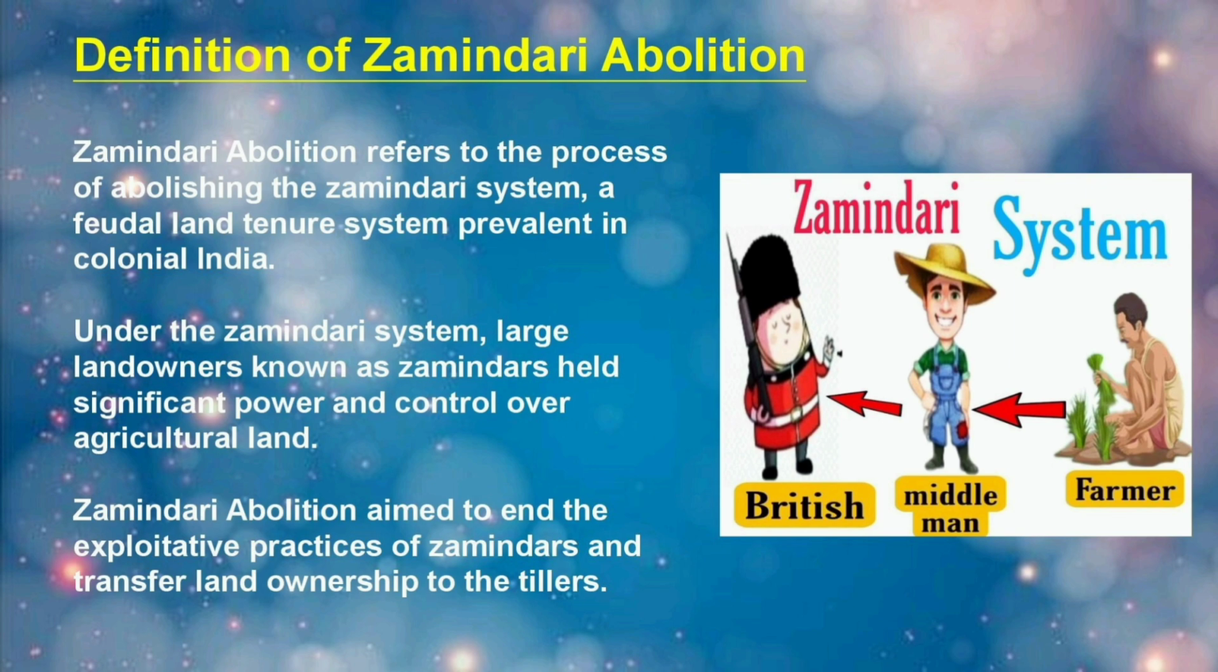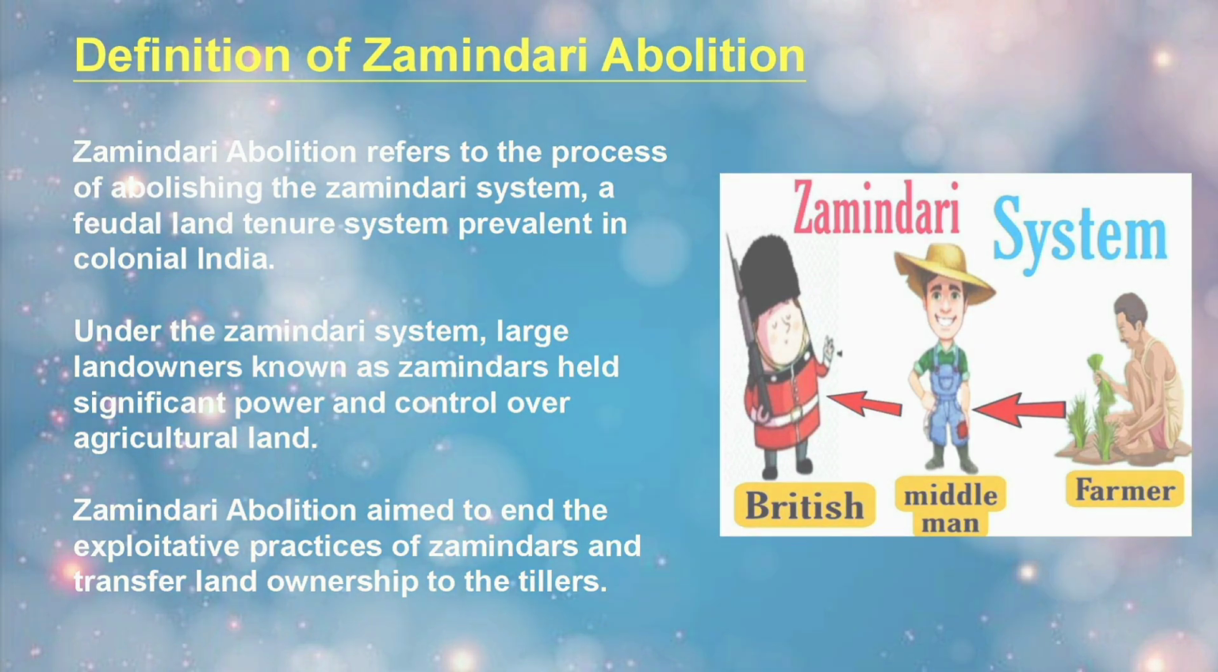Definition of Zamindari abolition. Zamindari abolition refers to the process of abolishing the Zamindari system, a feudal land tenure system prevalent in colonial India. Under the Zamindari system, large landowners known as zamindars held significant power and control over agricultural land. Zamindari abolition aimed to end the exploitative practices of zamindars and transfer land ownership to the tillers.